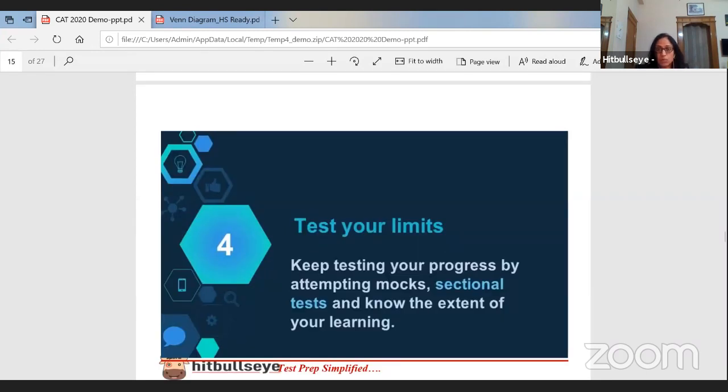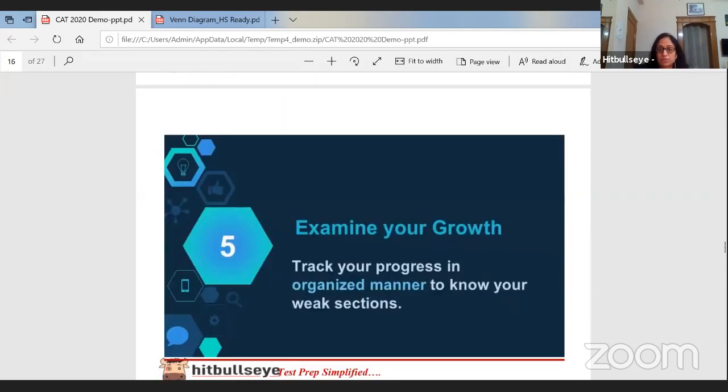Then, as I said, the most important part is to put your knowledge to test in the form of sectional tests and mock tests. Everything is very, very important throughout your preparation. So again, this kind of assistance is there from our side for our students. And then examine your growth. When you're taking these exams, it's not like a job done.